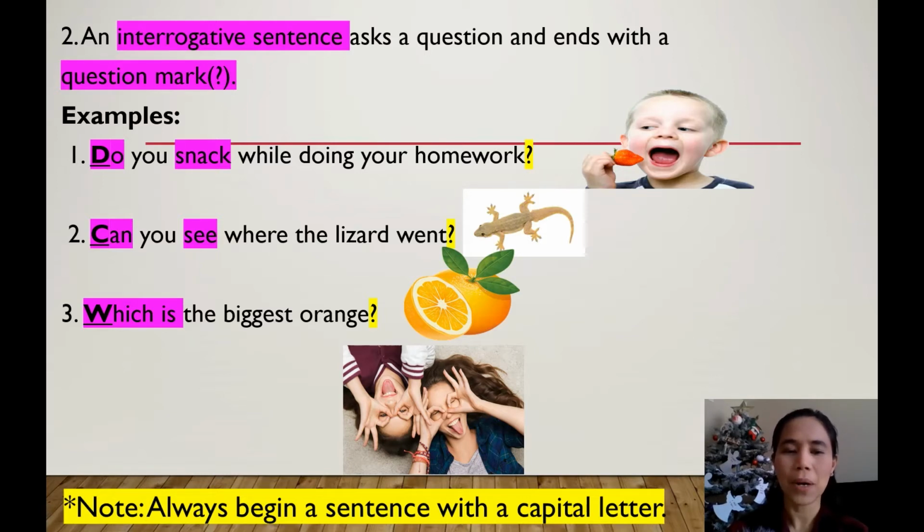The last example goes like this. Who is your best friend? Again, who is an interrogative pronoun. And is a linking or a helping verb. If we put them together, we could say, who is your best friend? And that makes it a complete interrogative sentence. So don't forget, always begin a sentence with a capital letter. And if it's an interrogative sentence, you end it with a question mark.